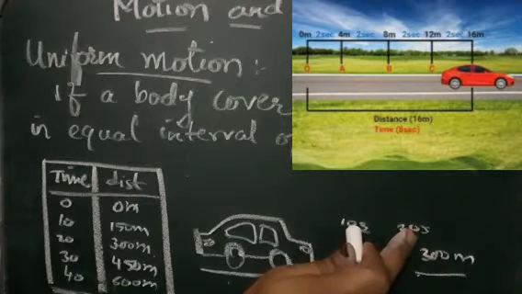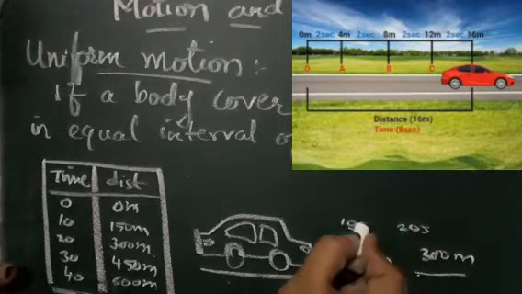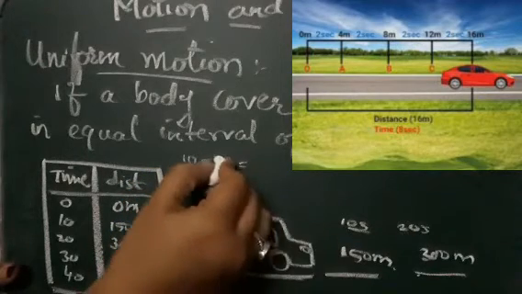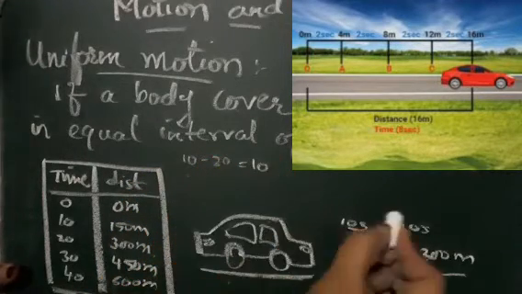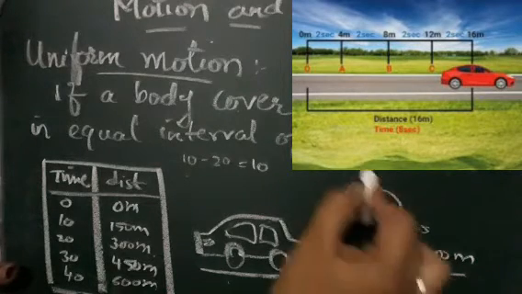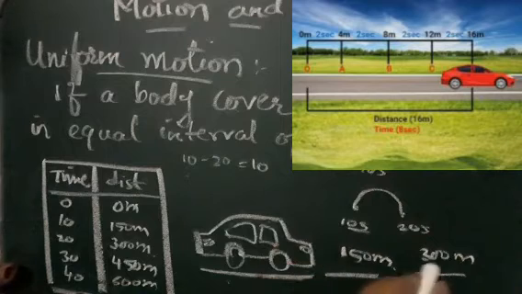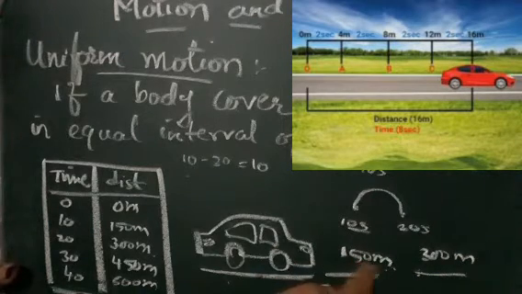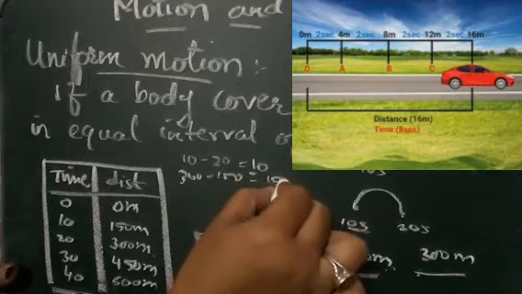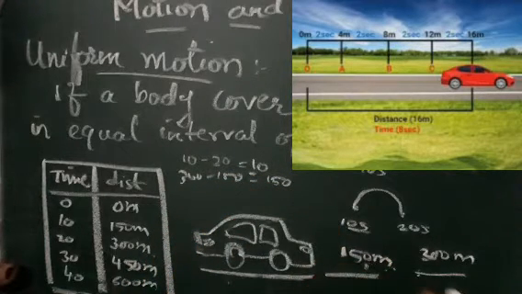300 meters it has reached at 20 seconds. If you subtract 10 seconds from 20 seconds, what is the time here? 10. That means to move from this point to this point again it took 10 seconds. And what is the distance it has traveled? That is 300 minus 150. You will get again 150. So from here to here it has traveled a distance of 150.